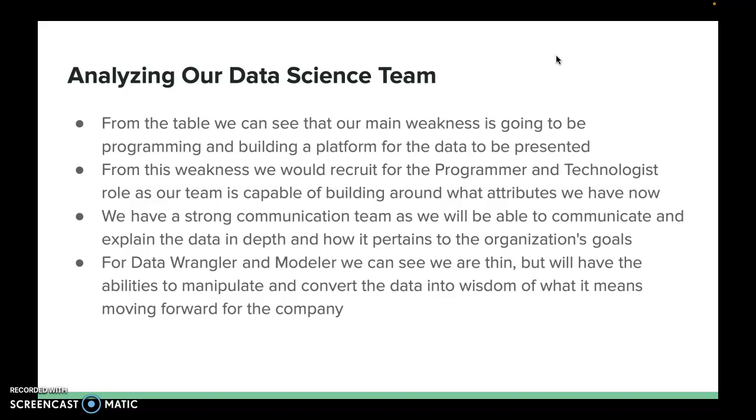And then I feel like we have a strong communication team, able to communicate and explain in depth how it pertains to the organization's goals. And for data wrangler and modeler, we can see that there are fewer people, but I feel like as a whole we can all put our heads together and truly figure out how to get it done.